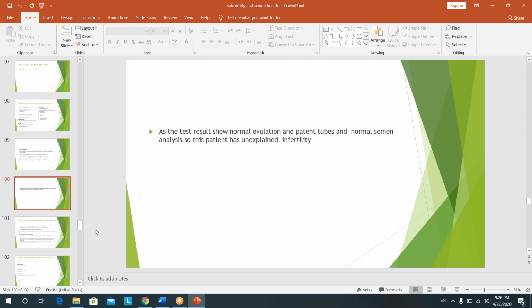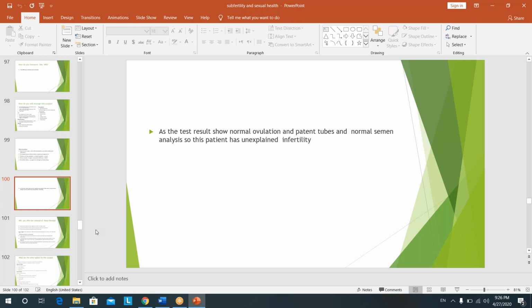Okay, so what are the other options available for this one? The other options I will discuss with the patient: the other option is surrogacy, to borrow the womb of another woman, and there is an option of adoption for her. Adoption and surrogacy.